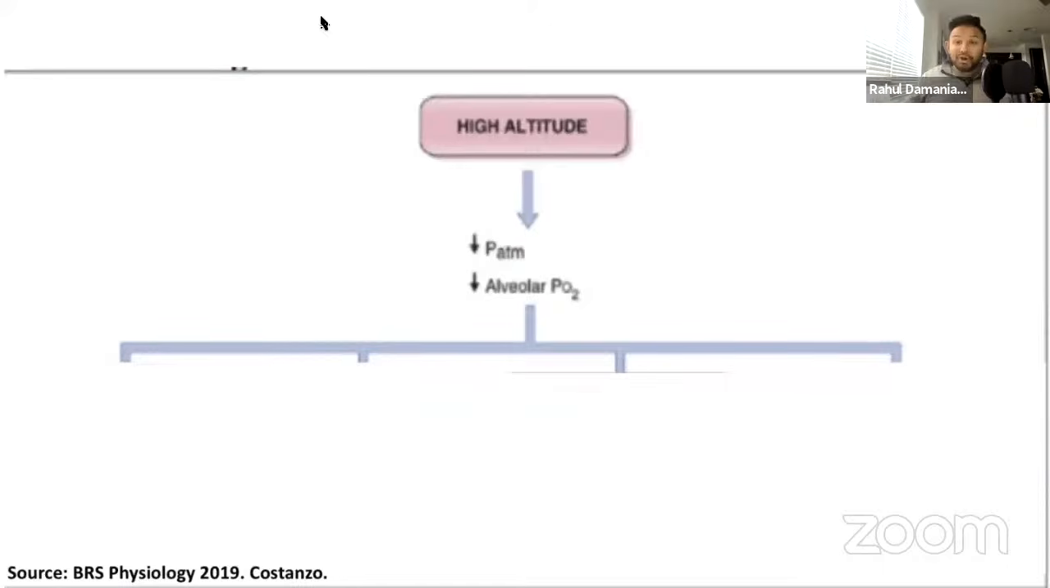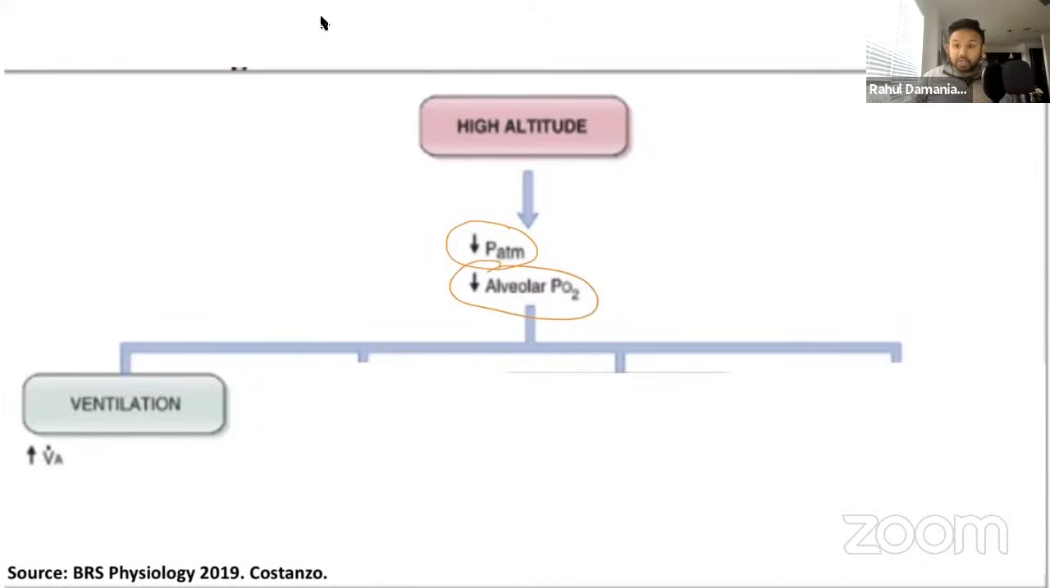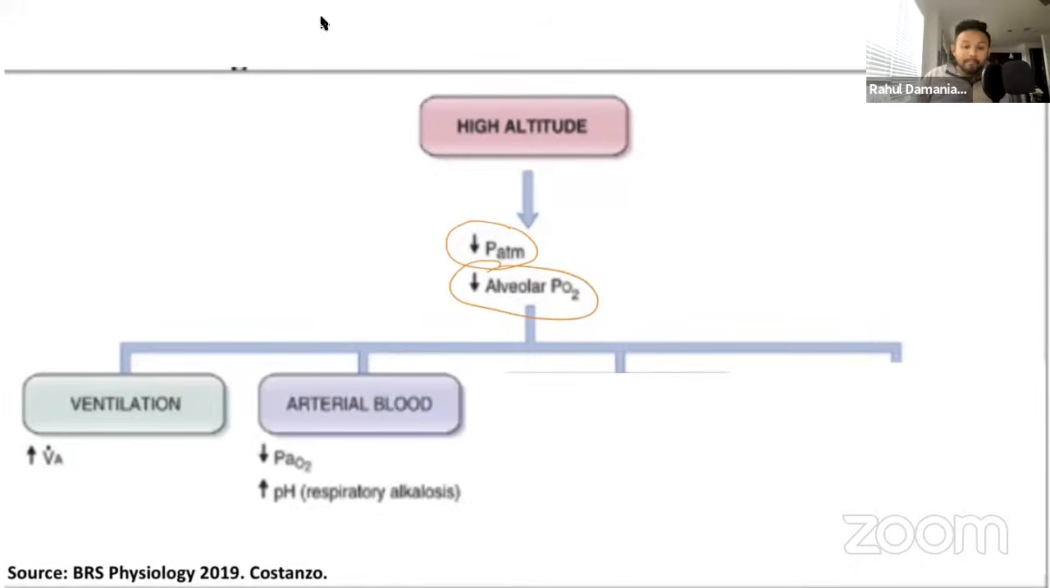So this is from BRS Costanzo, and I do want to highlight some key points. Remember that you have a decreased partial atmospheric pressure and thus decreased PAO2 when you have high altitude. What's important for us to know is that's going to start stimulating hyperventilation. And remember that hyperventilation is going to cause you to have a respiratory alkalosis. As you drive down your CO2, your pH is going to go up.